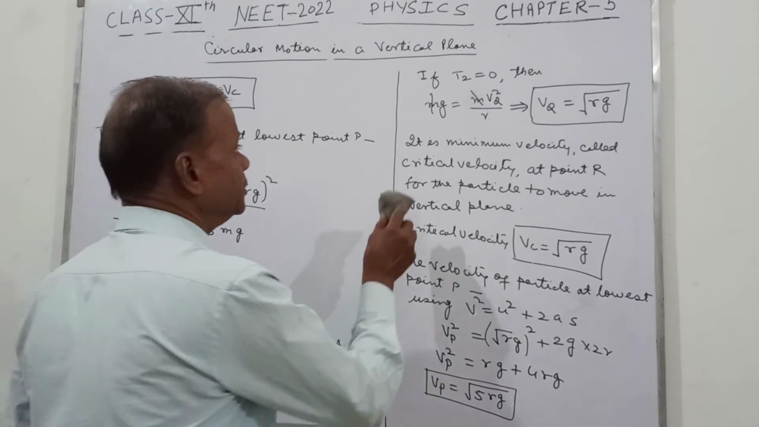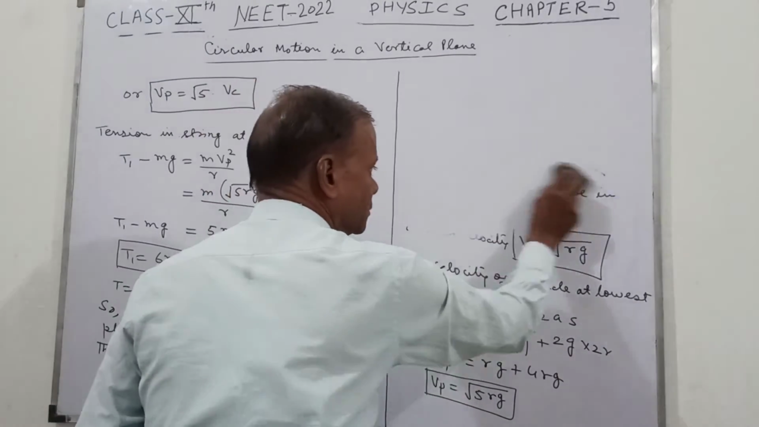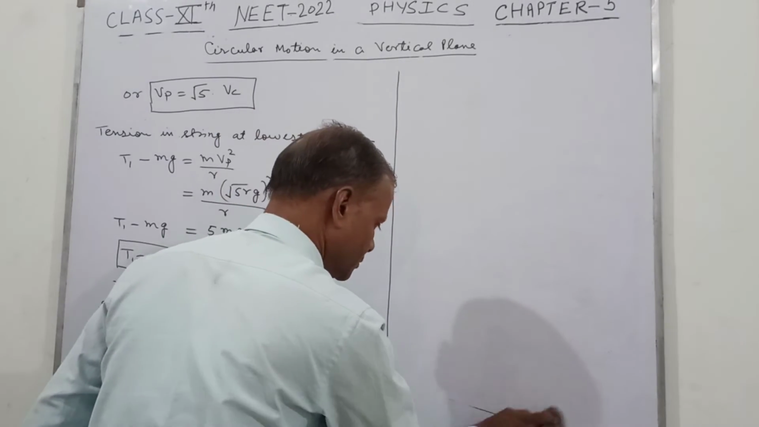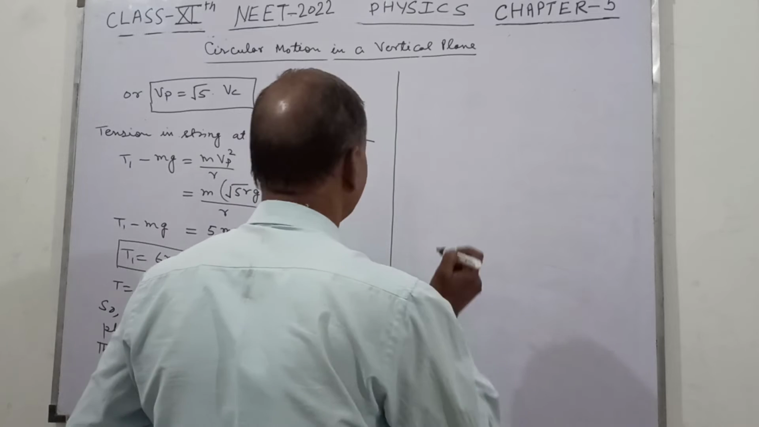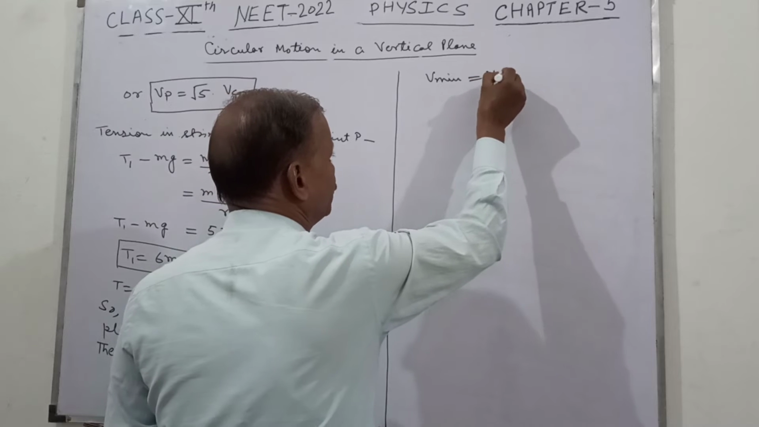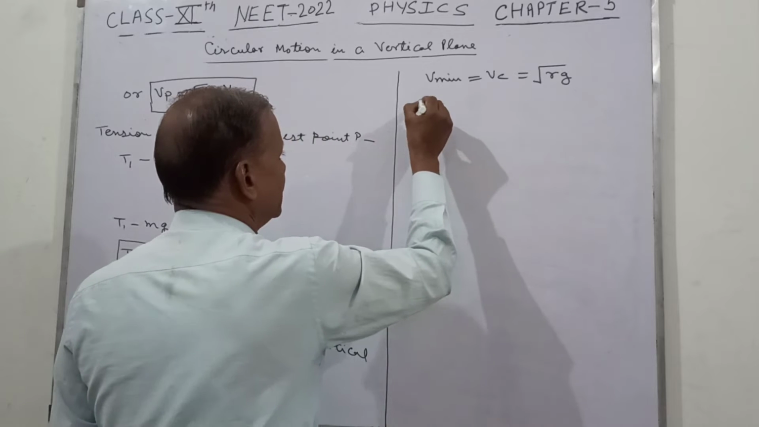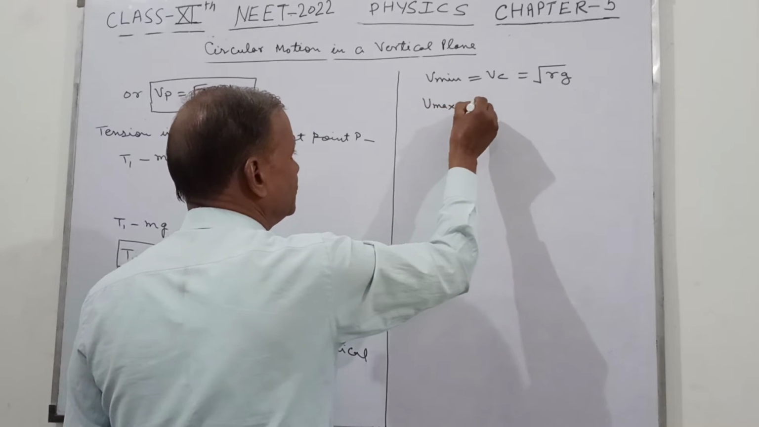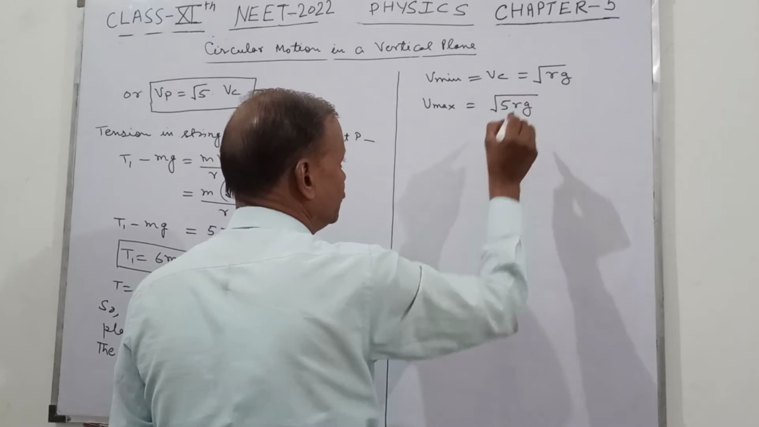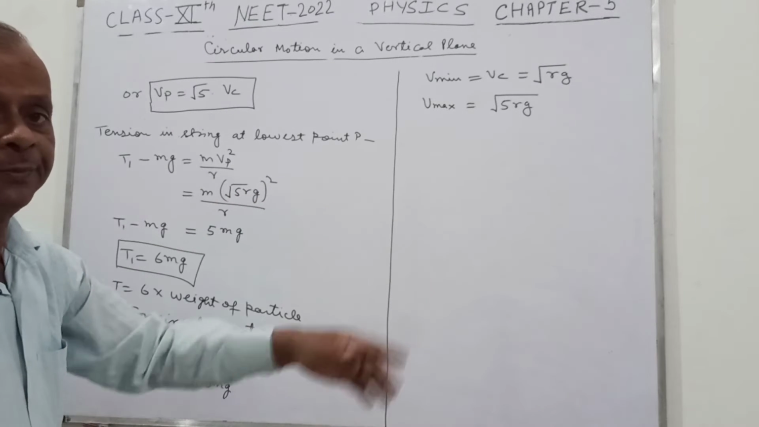And the minimum velocity, V minimum is equal to Vc equal to square root of Rg and V maximum is equal to square root of 5Rg. This must be so much. If this is not so, then there will be no circular motion.